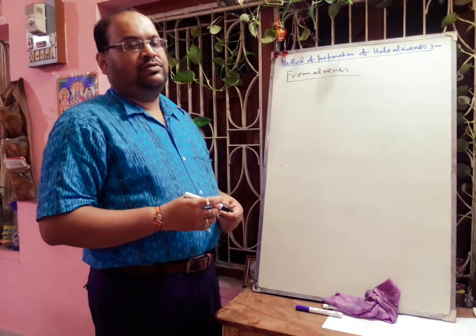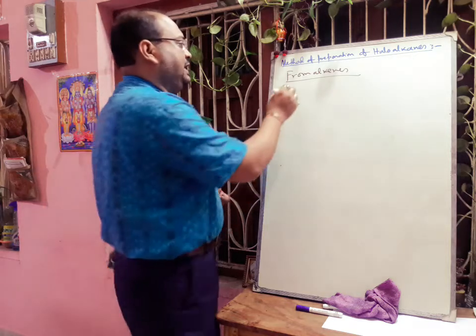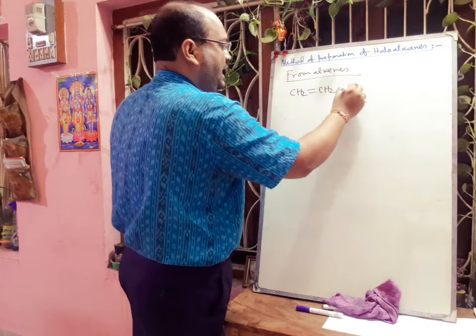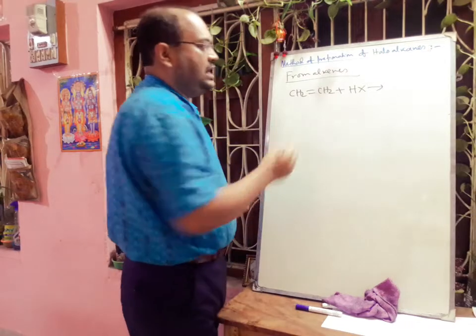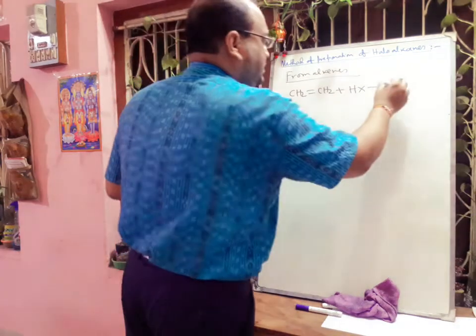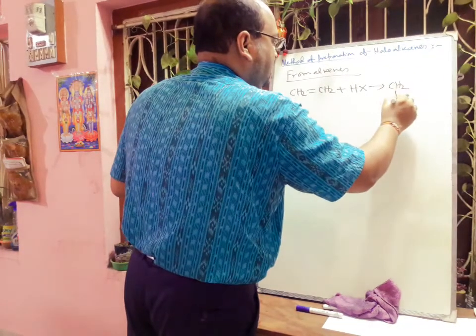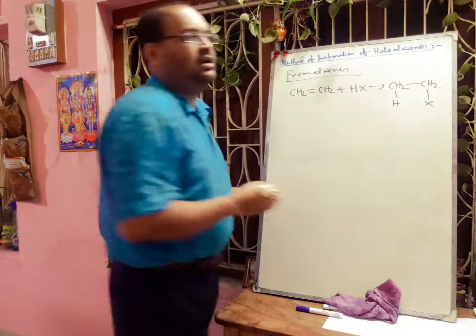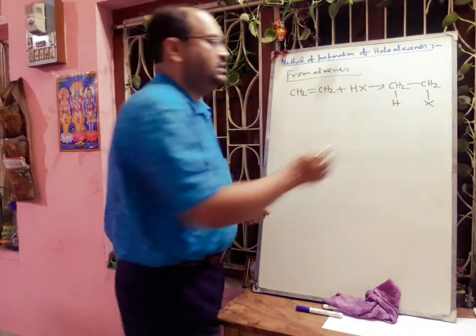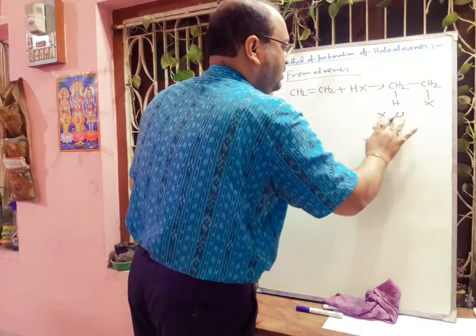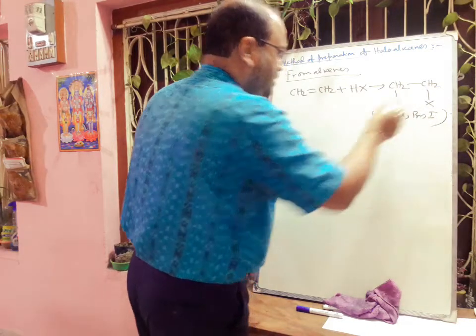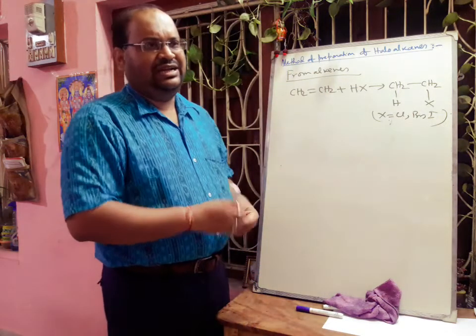First we can do the electrophilic addition. If I take CH2=CH2 and add HX, there will be addition of H on one side and the halide on the other side. This X may be chlorine, bromine, or iodine.